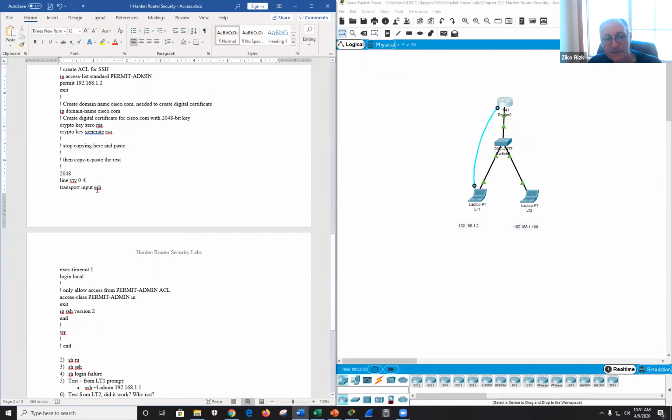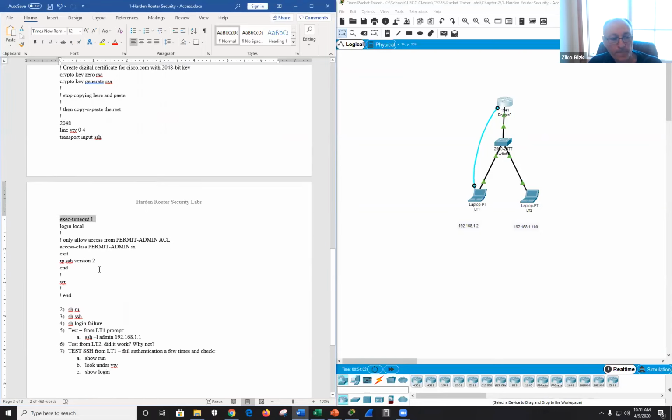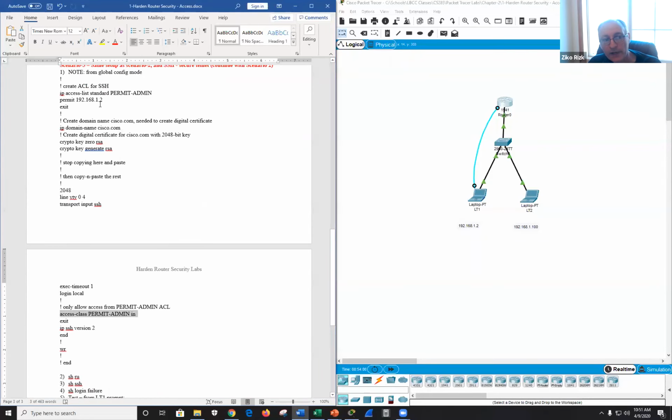And then I'm saying transport is SSH. So I'm still using the same virtual interface, VTY, for Telnet and for SSH. But I'm explicitly saying I want to use it with SSH, not with Telnet, which is good. And timeout one, and I talked plenty about timeout before. And down here, I'm saying only allow this one IP access. So we created the ACL, we have to use it. So up here we created it, and down here we're using it.